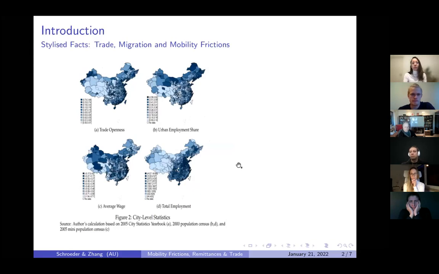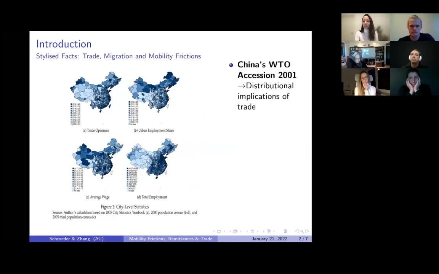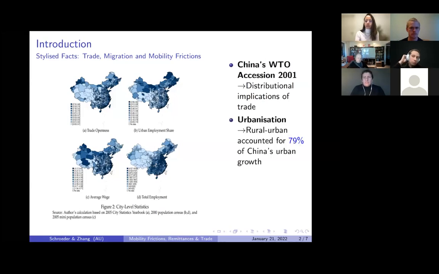Now, to motivate why this is important, I'm going to show you this map of China. China entered the WTO in the early 2000s. And what you can see is that exactly the regions that have been exposed to trade have also experienced an increase in employment share. So there have been important distributional implications of trade, meaning that regional inequality has increased over time. And this has been documented in the literature, and different papers have studied that already.